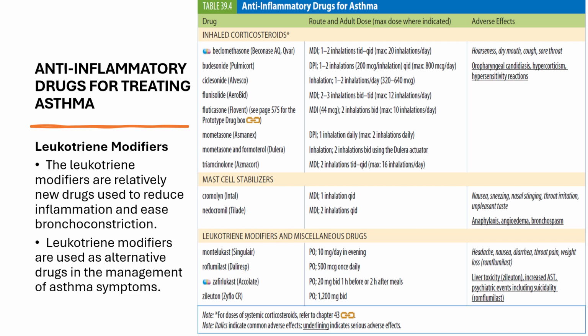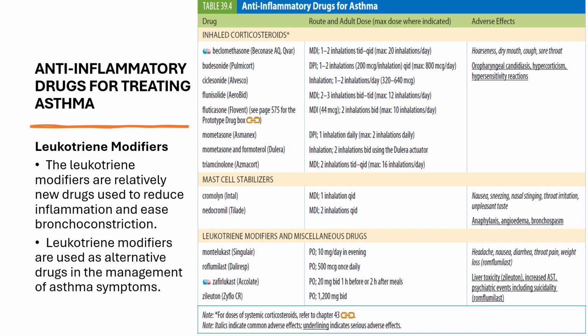Zileuton acts by blocking lipoxygenase, the enzyme used to synthesize leukotrienes. The remaining 2 drugs in the class, you have zafirlukast and montelukast. They act by blocking leukotriene receptors. All 3 reduce inflammation. They are not considered bronchodilators like the beta-2 agonists, although they do reduce bronchoconstriction indirectly.